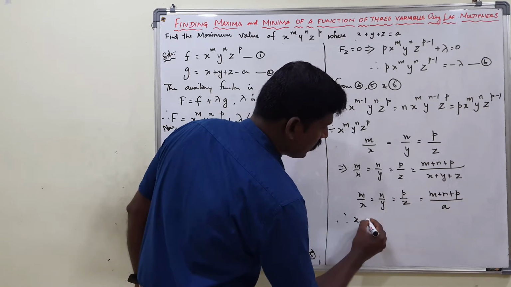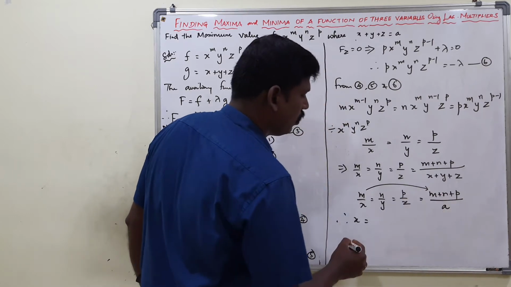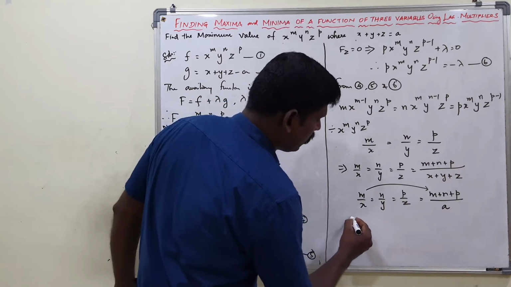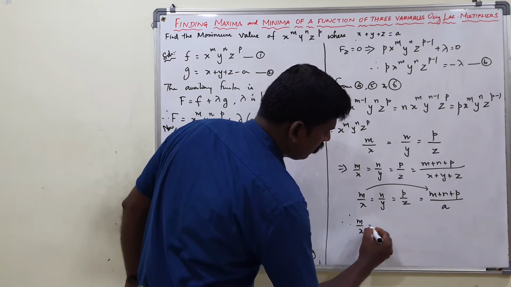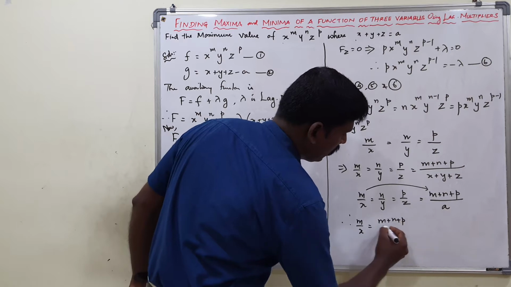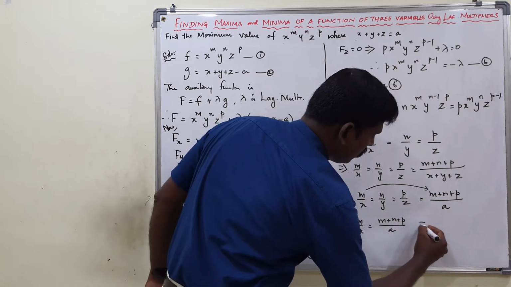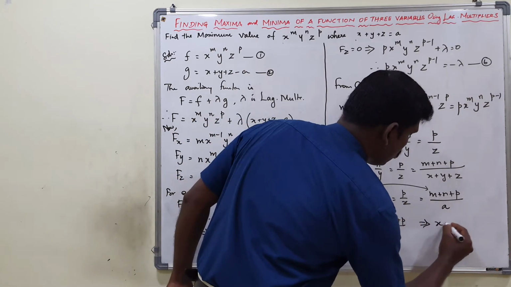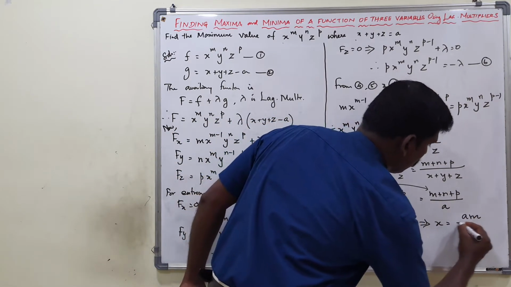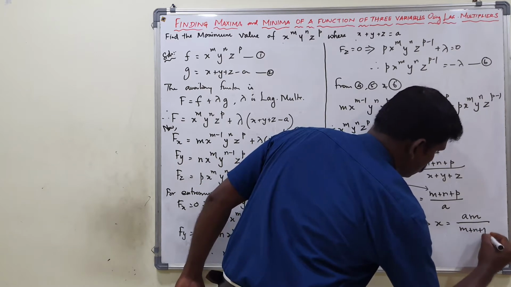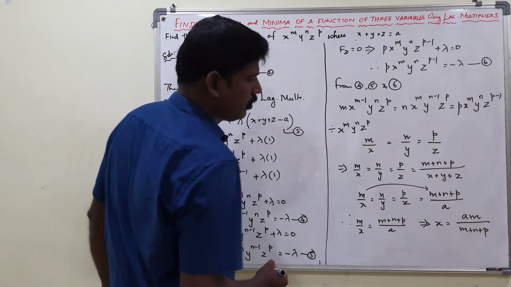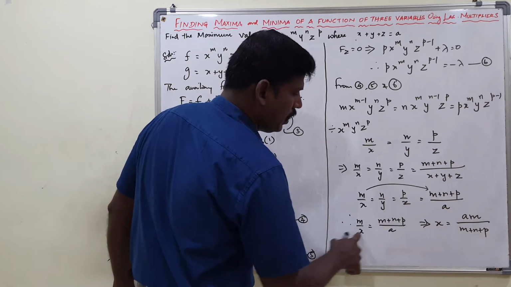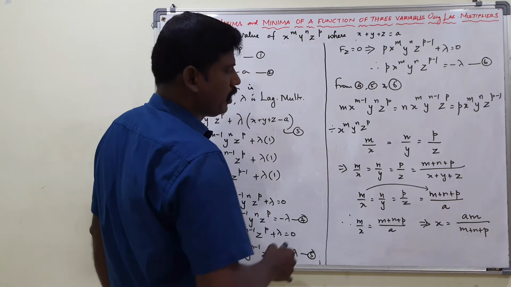From that, what is x? We can equate the first ratio with the last one. Therefore, m by x equal to (m plus n plus p) by a. Isn't it? This implies what is x? Taking cross multiplication, x is equal to am by (m plus n plus p). Right. Taking cross multiplication, take this a to the left hand side: am by (m plus n plus p) is equal to x.